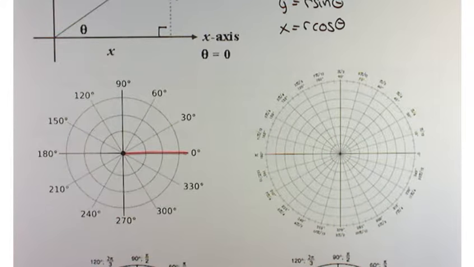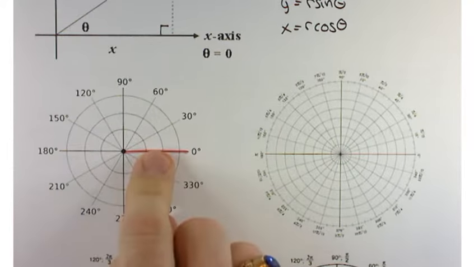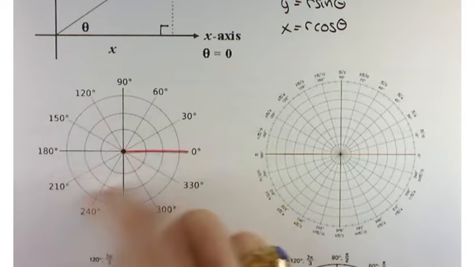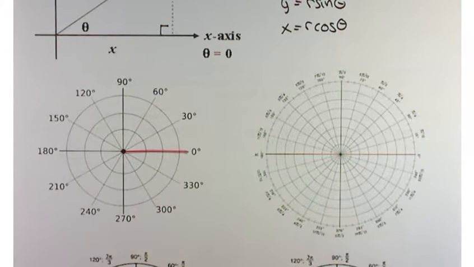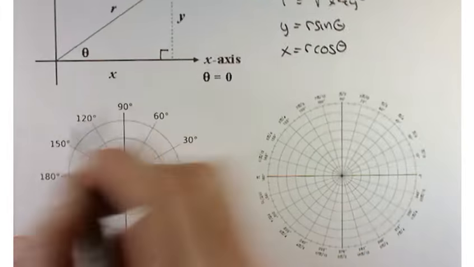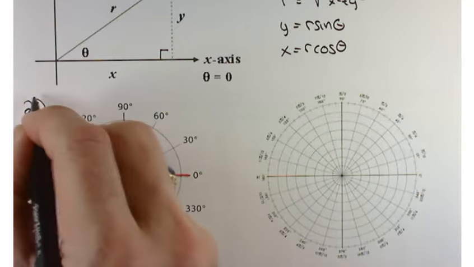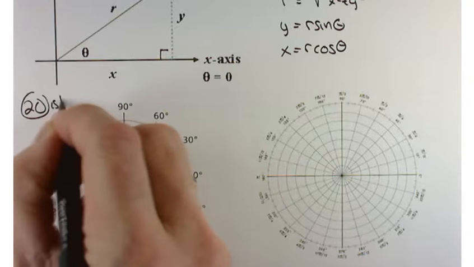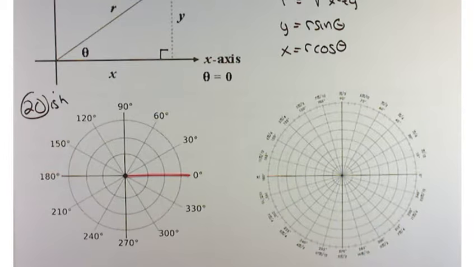Your angles are going to be measured from the positive x-axis, going counterclockwise for your positive angles. It's always going to be of the form r then theta. So we'll do problem 20-ish. I'm going to make the point there 3 and 270 as opposed to 4 and 270. That way maybe it'll fit.